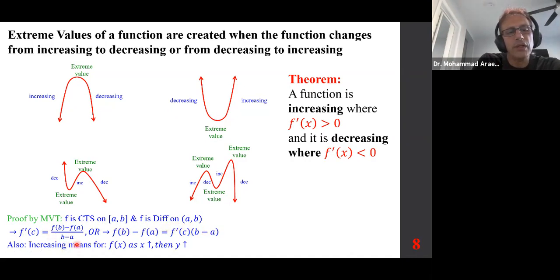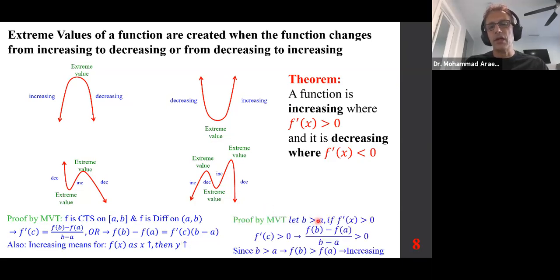What is the idea of increasing? Remember, a function is increasing when x goes up, y goes up. Okay, that means as we go from left to right, x is increasing, right? If y is increasing also, that is called an increasing function. So with that being the case, if b is on the right side of a, that means b is larger than a. Okay, so b minus a is positive.